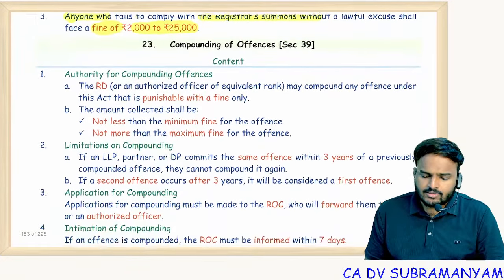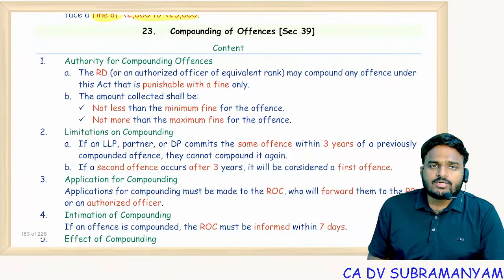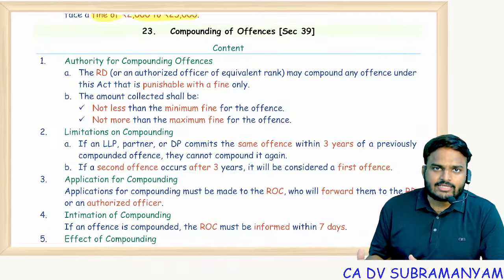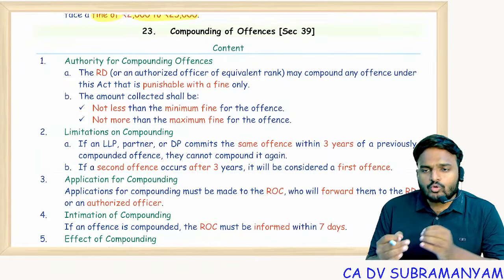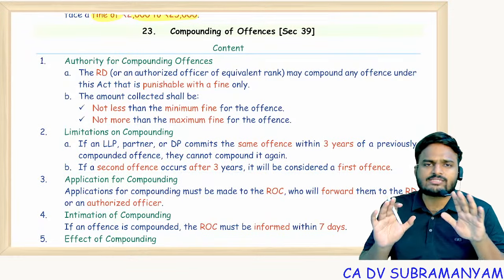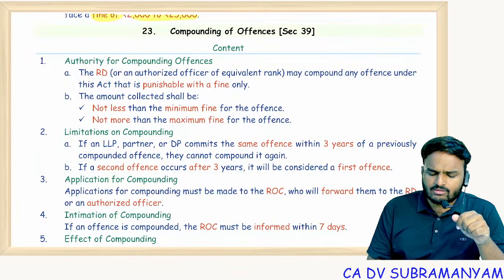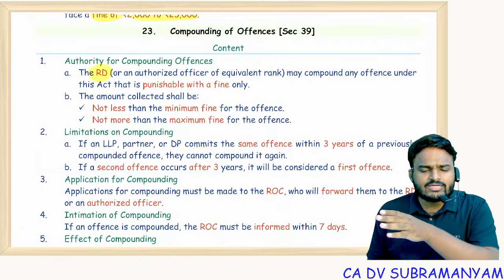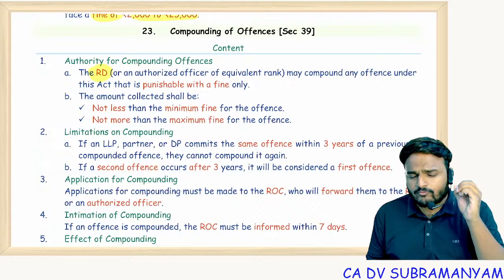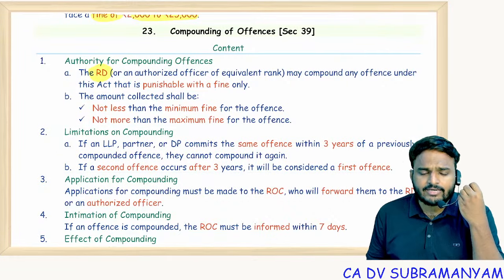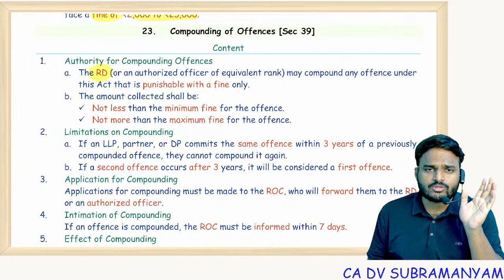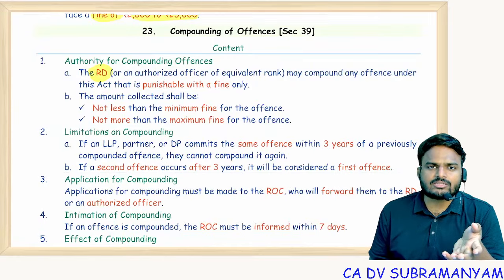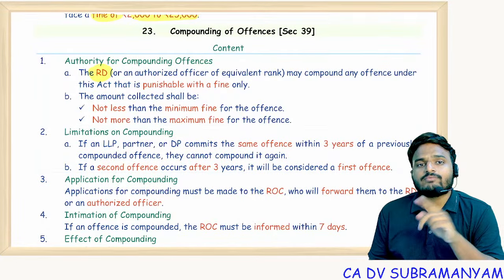Let's see. Compounding of offenses. To avoid detailed legal prosecution proceedings, if you know you committed an offense, just go and surrender. Just go and file an application with ROC. ROC will forward that application to RD. Now RD will avoid detailed legal prosecution proceedings and will impose a direct penalty on you, direct fine on you, and you have to pay the fine prescribed by RD. If you are not complying with RD orders, the fine amount would be double of the normal fine.